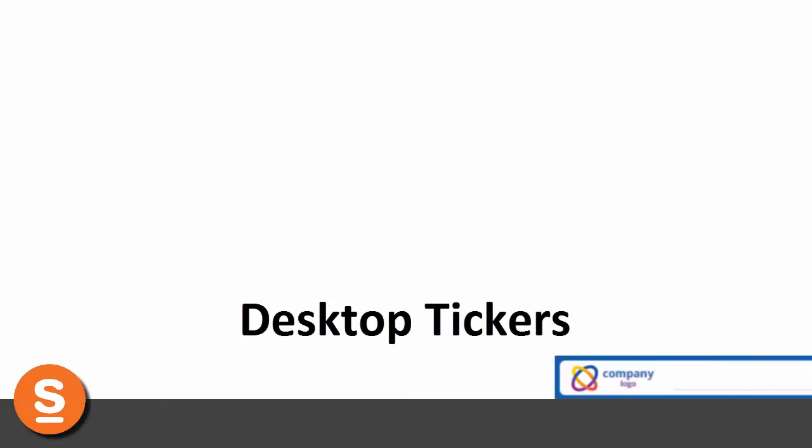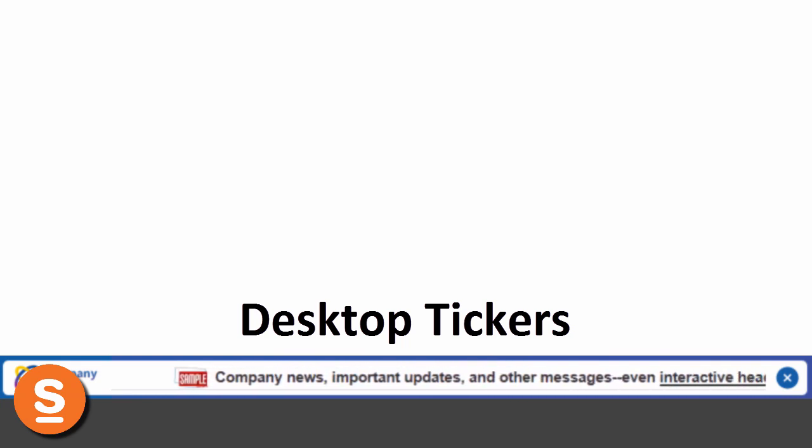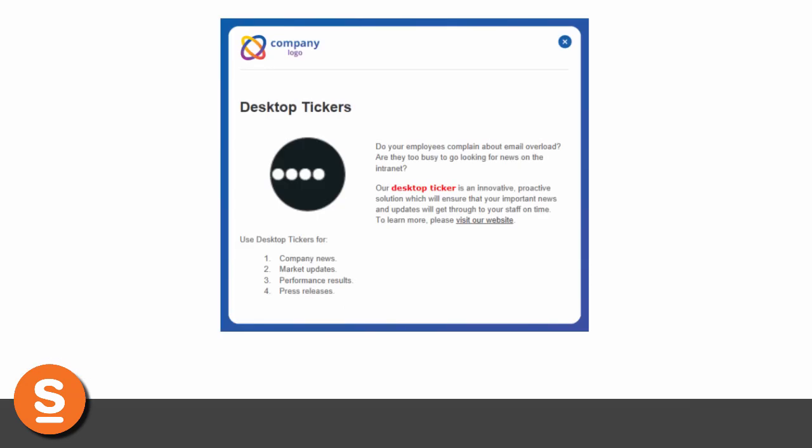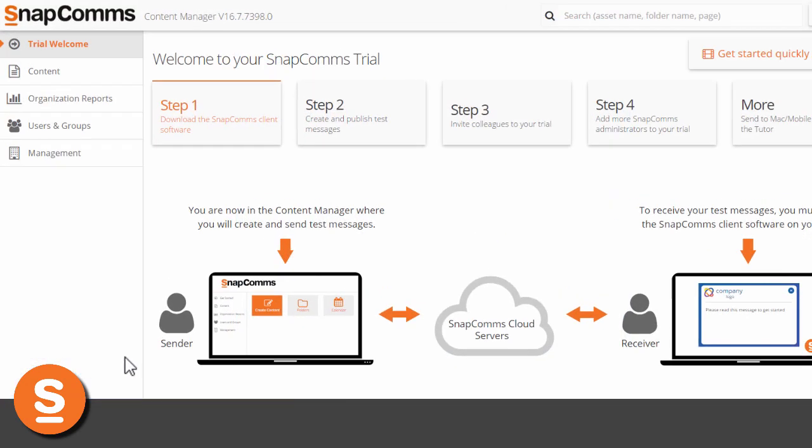With a desktop ticker like this one, you can scroll your company news, important updates, or other messages across any employee's screen, or invite your employees to click on your headline for more information. You can even have your ticker keep coming back until they click on it, so you can be sure they haven't missed anything. To get started, just log into your Content Manager.